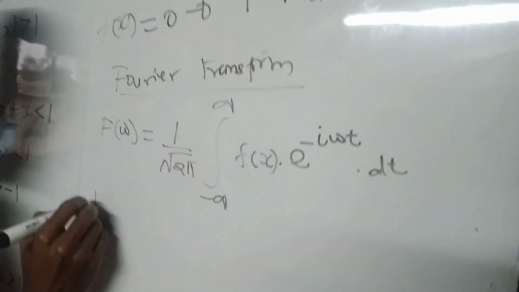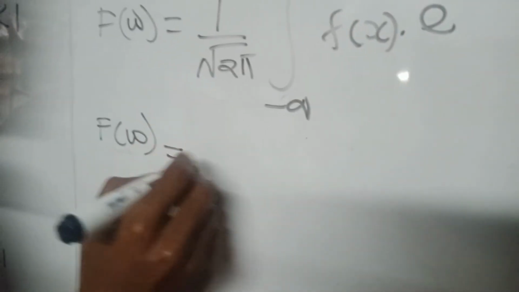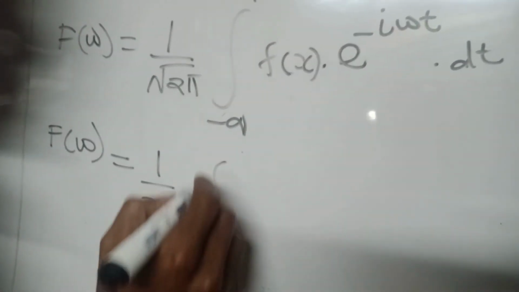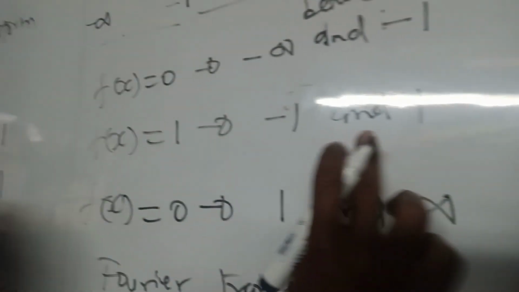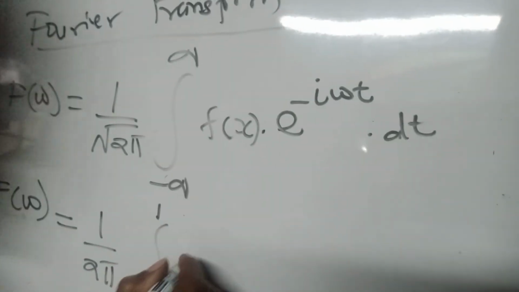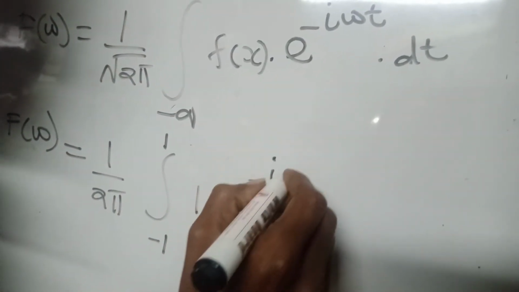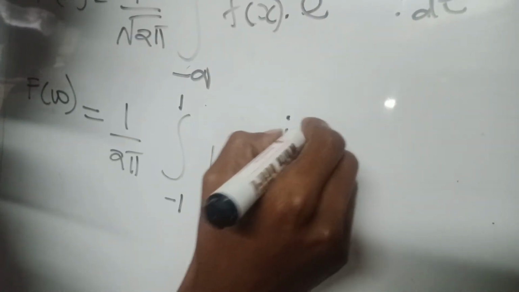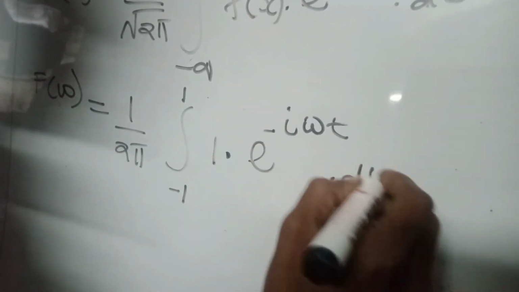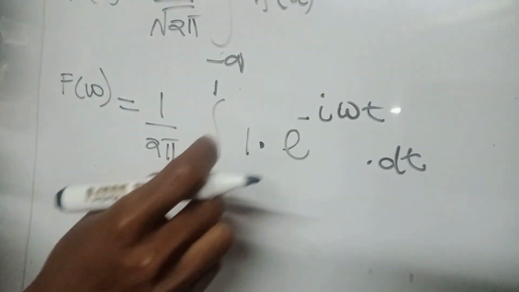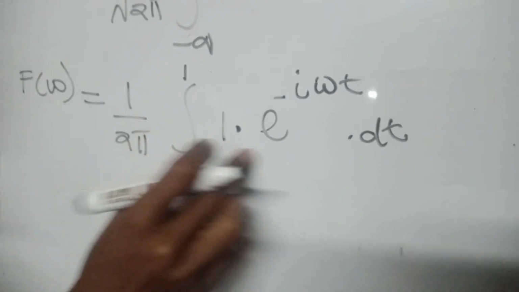So we come and write f of omega is equal to 1 over square root of 2 pi, integrating from, now we use negative 1 and 1 because in our case here we said it is negative 1 and 1. So we write here 1 and negative 1, which is f of x is 1 times e raised to negative i omega t dt. Till there, now we see this is 1, this is e to the negative i omega t. Now we need to integrate this section.